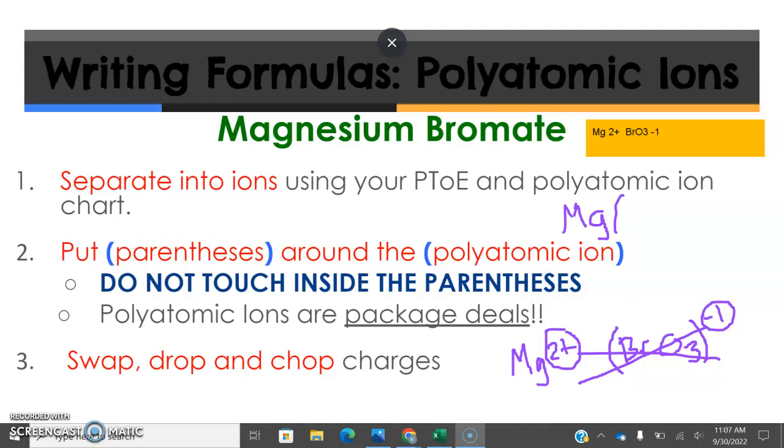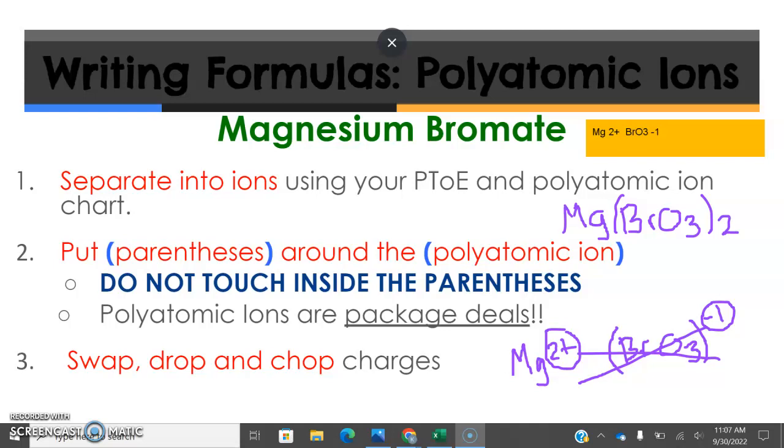And then in our parentheses, we would have BrO3, and then his superscript is going to be that 2. And we've dropped the charge because remember, it's got to cancel out. So that would be your formula for your polyatomic compound magnesium bromate, Mg(BrO3)2.